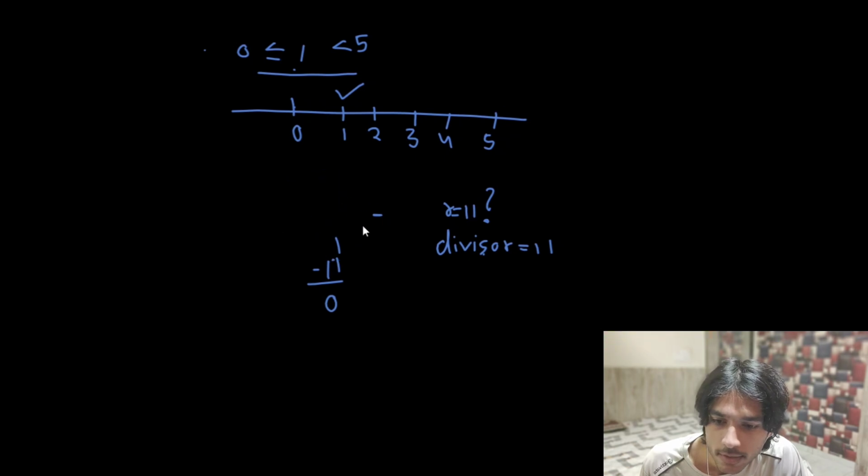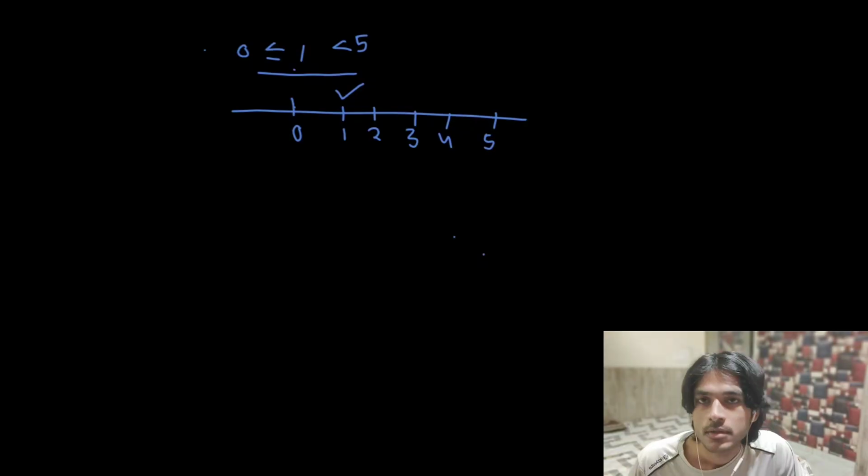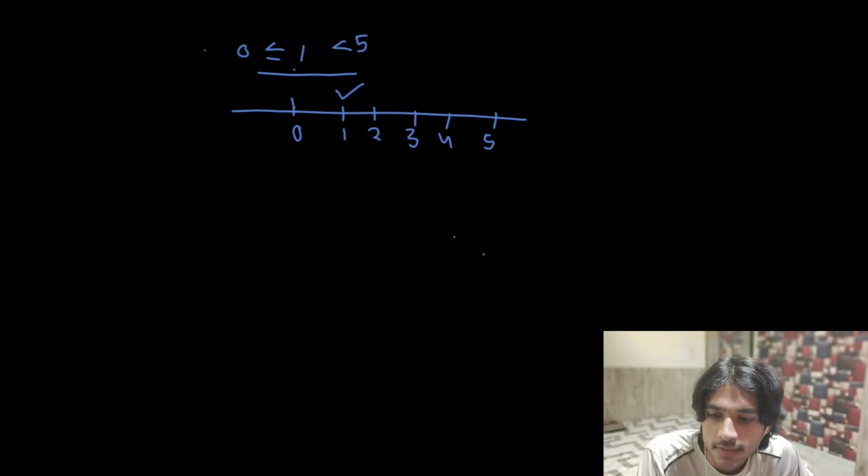So why can't the remainder ever be less than or equal to 0? Why can't it be less than or equal to 0? Suppose it can hold, right? So why can't it be less than 0?